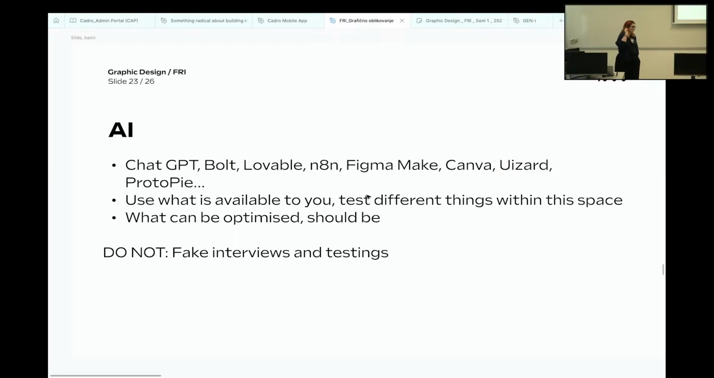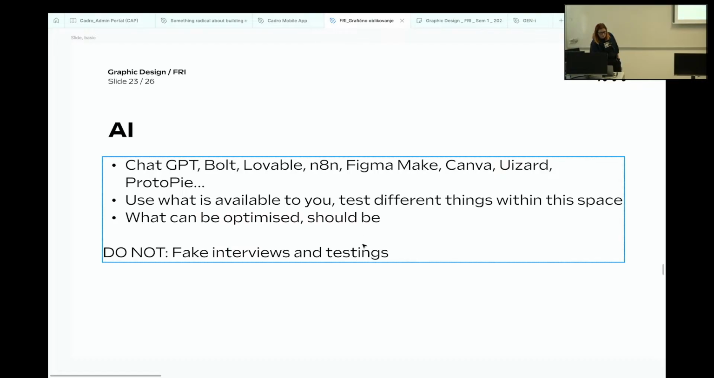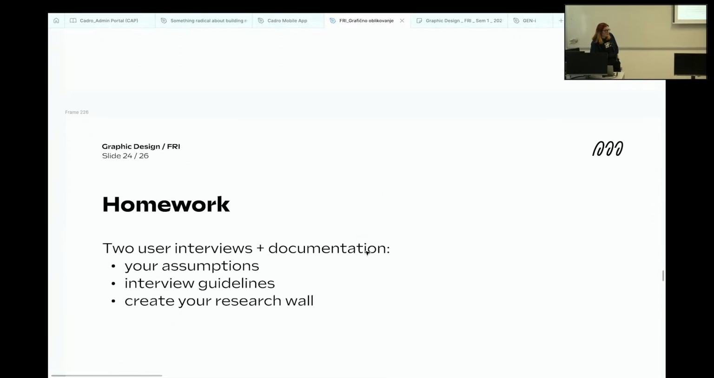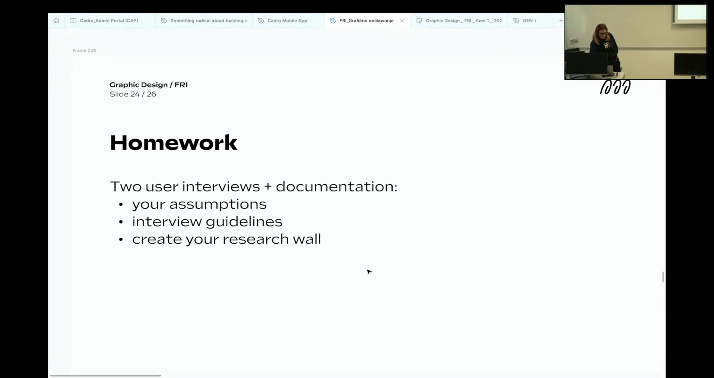You can use it for prototyping, you can use it for design. You'll have to figure out a little bit which apps to use, also based on the capabilities of your team, if somebody has a license that is paid or things like that. But there are many, many options. And we will ask you in the exam how much AI was a part of your process and where.